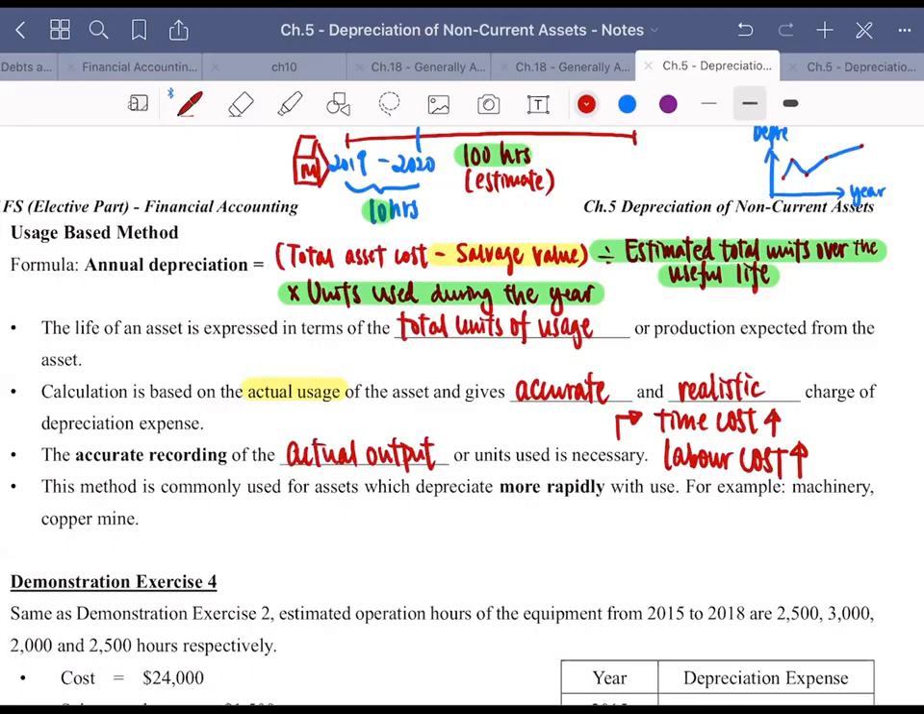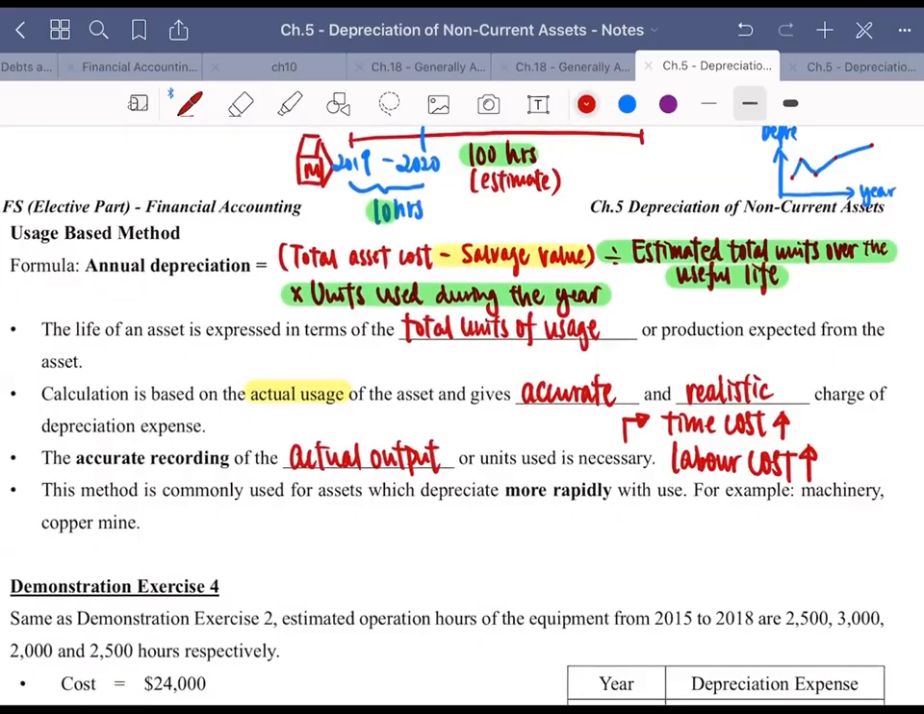So these are the 3 kinds of methods, and we have talked about the characteristics of these methods. Is there any question you would like to ask?